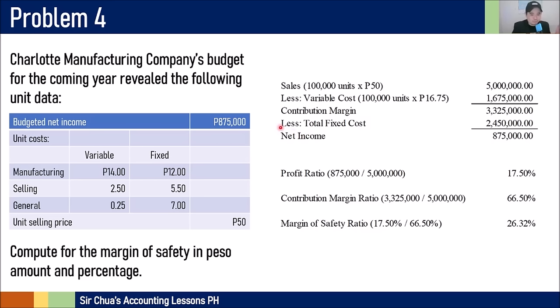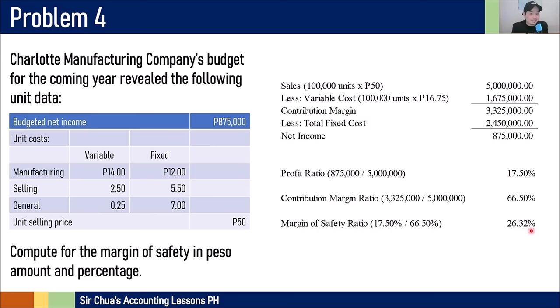First step is you get your profit ratio. Profit ratio is your net income divided by your sales. So 875,000 divided by 5 million is 17.5%. Then you get your contribution margin ratio, which is your contribution margin of 3,325,000 divided by your sales of 5 million. So your contribution margin ratio is 66.5%. Now, you can also get the margin of safety ratio by dividing your profit ratio by your contribution margin ratio. So 17.5 divided by 66.5, that is your margin of safety ratio of 26.32%. It's the same.